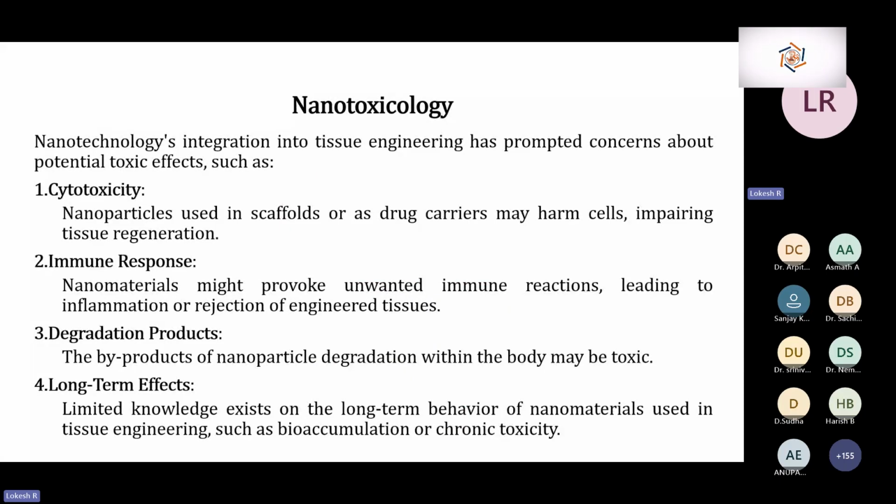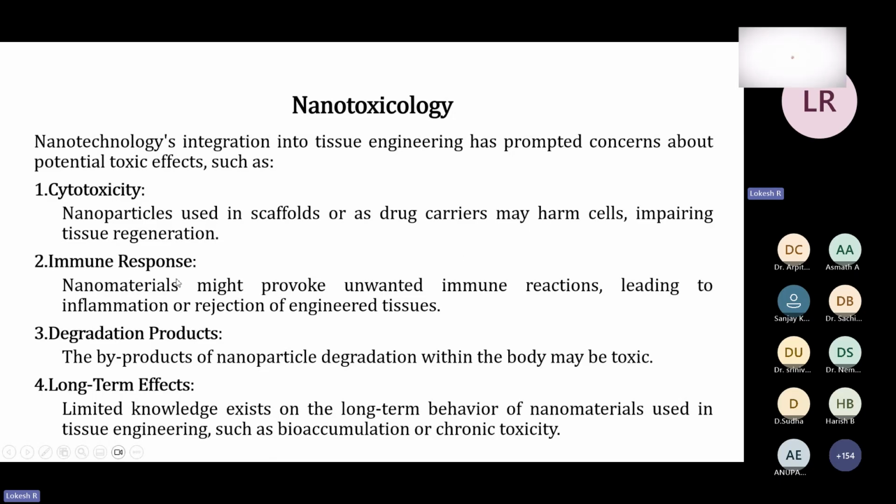See, in sunscreen, nanoparticles are used, that is, zinc oxide is the nanoparticle used. So now it is fine, but at later stages research has to be done on it. The nanoparticles used as drug carriers might harm the cells.